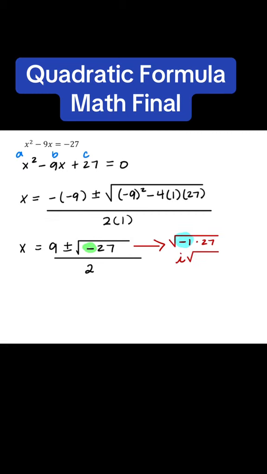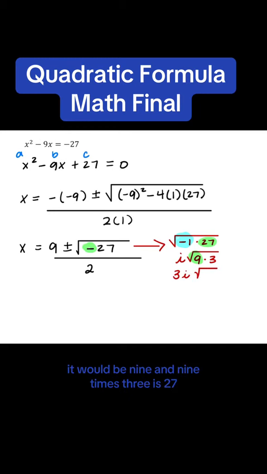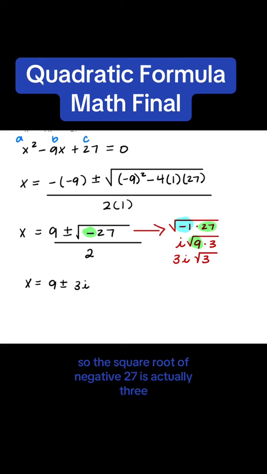Now let's simplify 27. For 27, what's the highest perfect square that will go into it? It would be 9. And 9 times 3 is 27. So if we take the square root of 9, 3 is going to come outside with i. So the square root of negative 27 is actually 3i times the square root of 3. So then we would write this as x is equal to 9 plus or minus 3i radical 3 divided by 2.